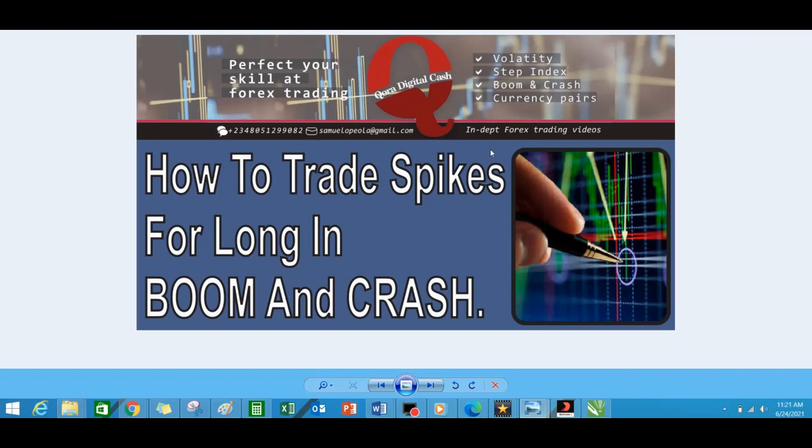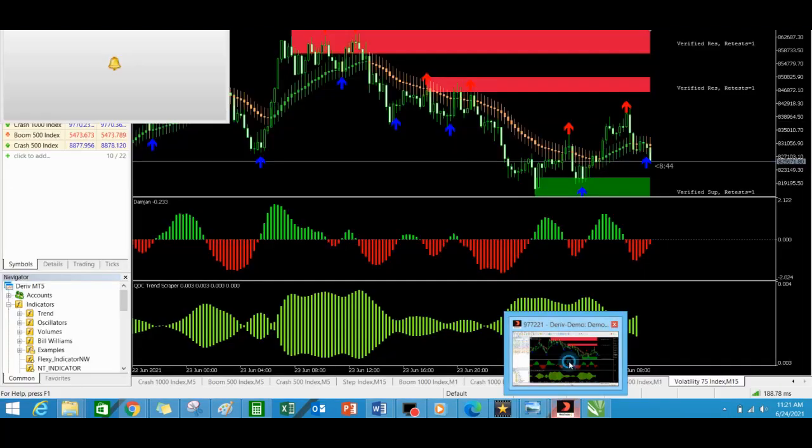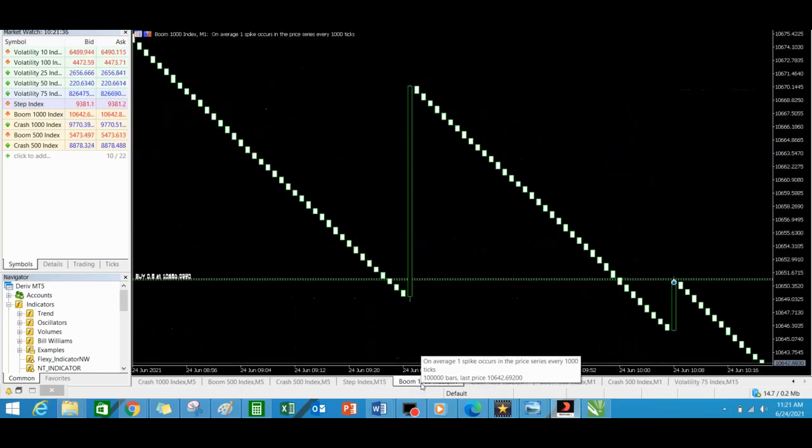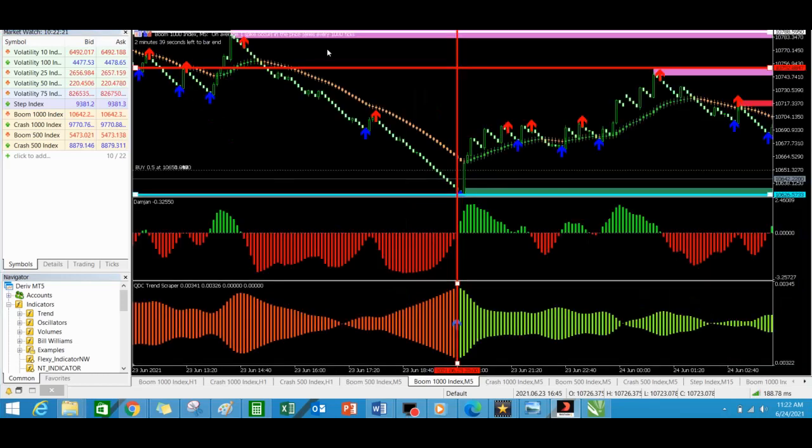So let's go straight to the chart to see what is happening, so that you will understand how to do this successfully. I already have this setup for ourselves. We'll be looking at the QDC scraper indicator, and we will be checking out Boom 1000 so as to explain fully how to go about it.